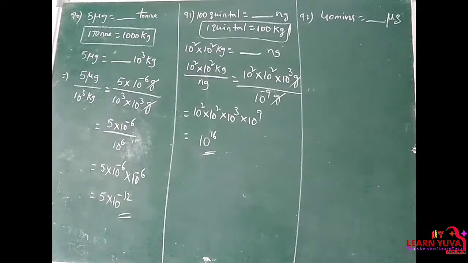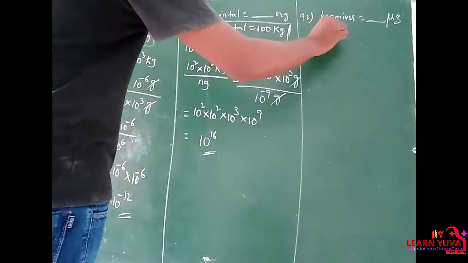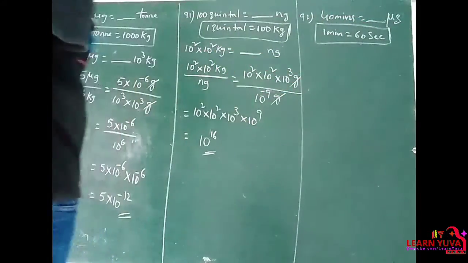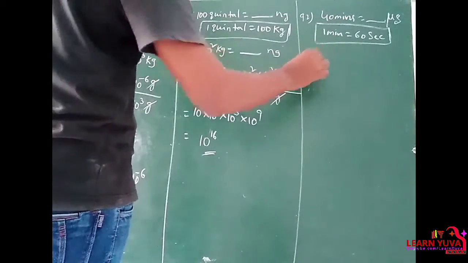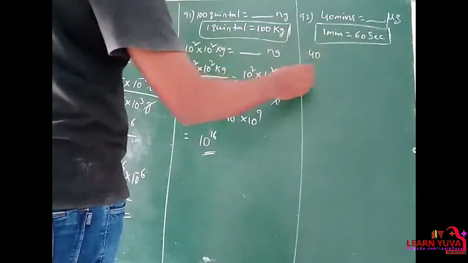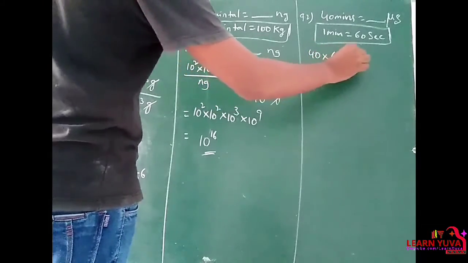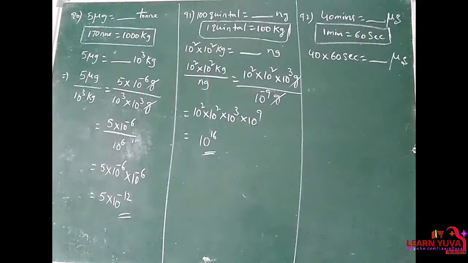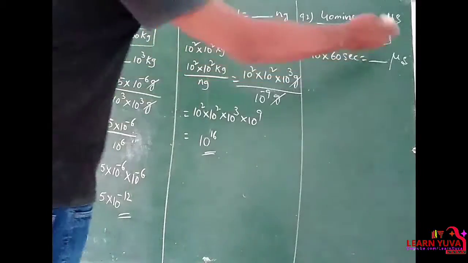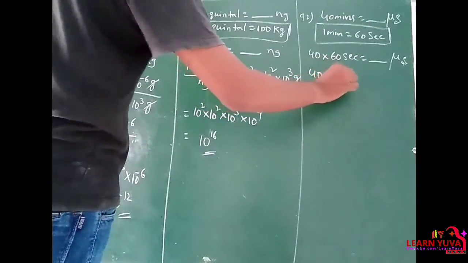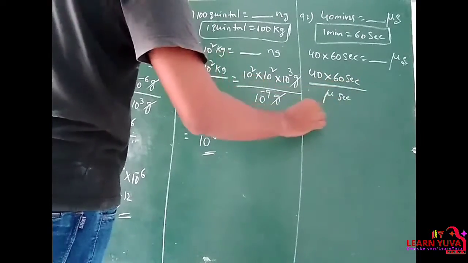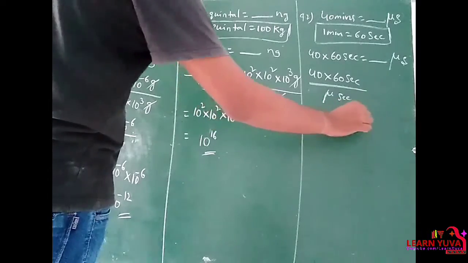Clear? Next, 40 minutes is equal to dash microseconds. So we have to know that 1 minute is equal to 60 seconds. Right? So instead of minute we can write 60 seconds. So 40 into 60 seconds is equal to dash microsecond. That is the question. Okay, so left hand value by right hand value. So 40 into 60 second by microsecond.